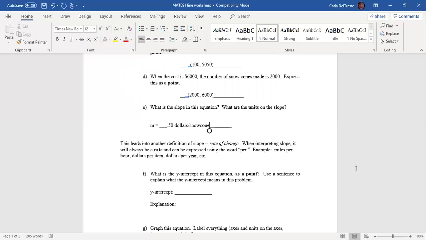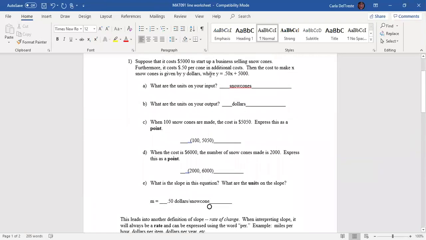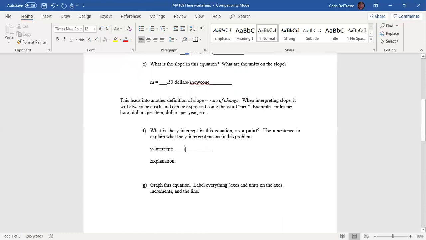Now let's talk about f. What is the y-intercept in this equation as a point? And then use a sentence to explain what it means in the problem. So let's go back up and look at the equation again. The equation was y equals 0.50x plus 5,000. If I compare this to y equals mx plus b, 5,000 is in place of the b. So we know that b represents our y-intercept. So the y-intercept here will be the point (0, 5000).